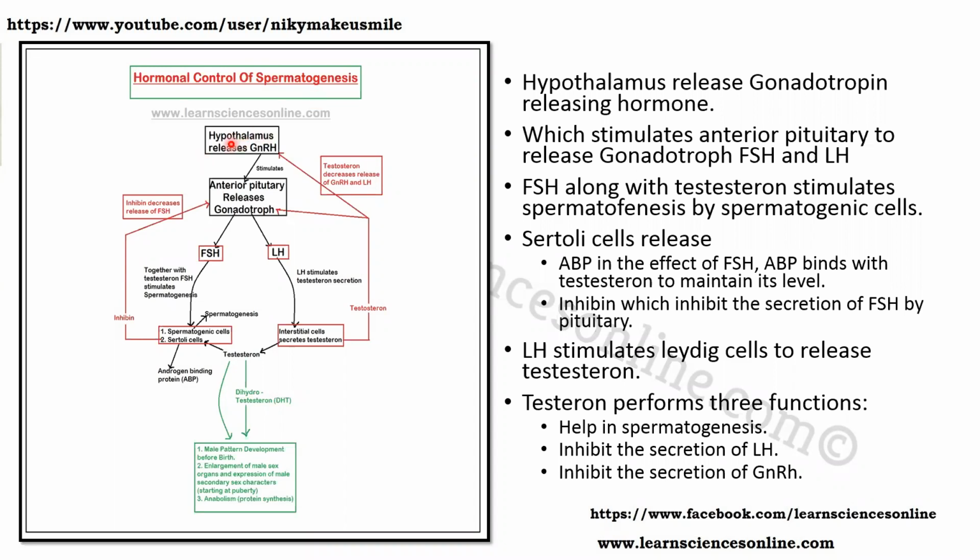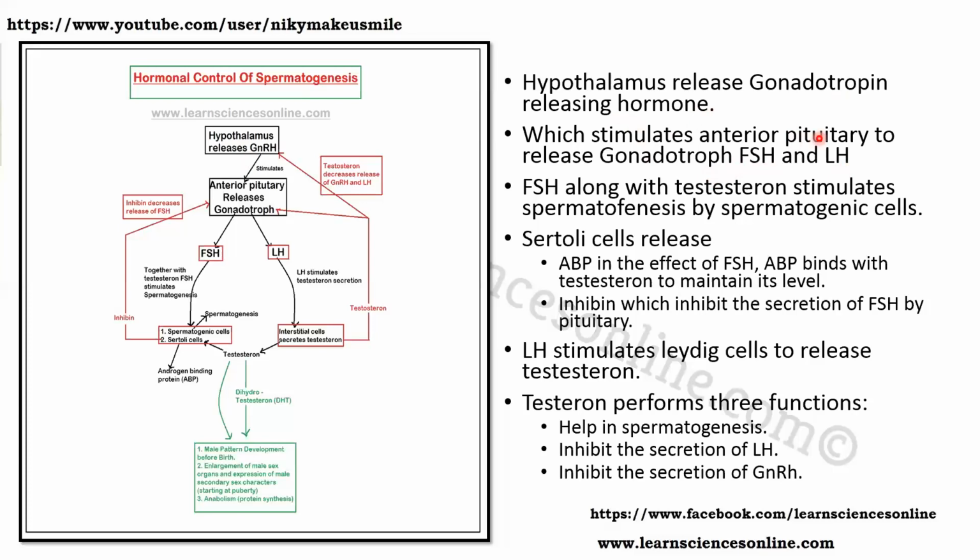Hypothalamus is a part of the brain. This hypothalamus releases one hormone, that is gonadotropin releasing hormone. The function of this gonadotropin releasing hormone is to stimulate the anterior pituitary to release two gonadotropins, that are follicle stimulating hormone and luteinizing hormone. All of you know the pituitary gland is known as the master gland.